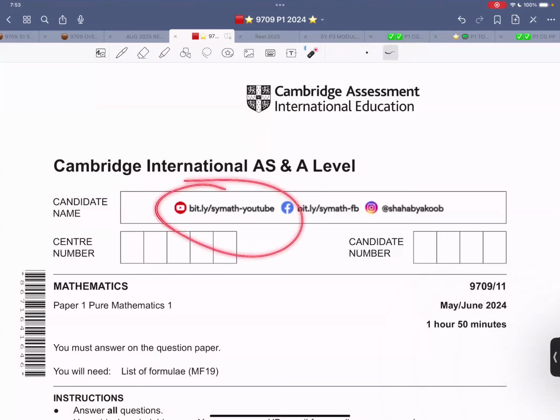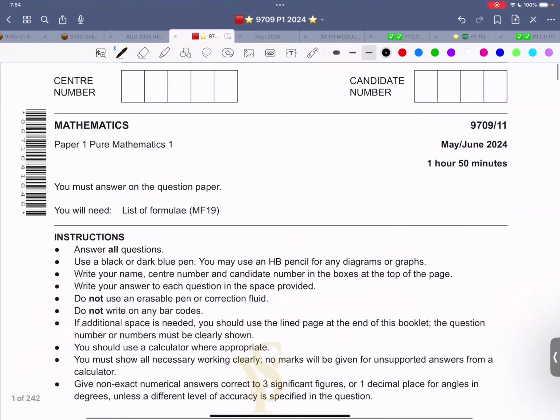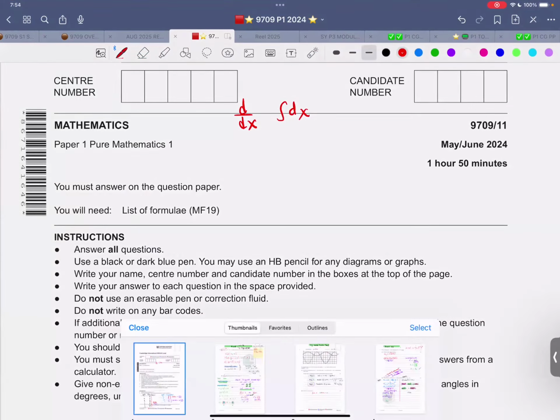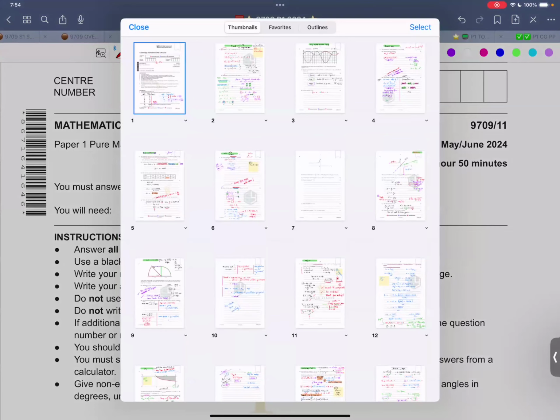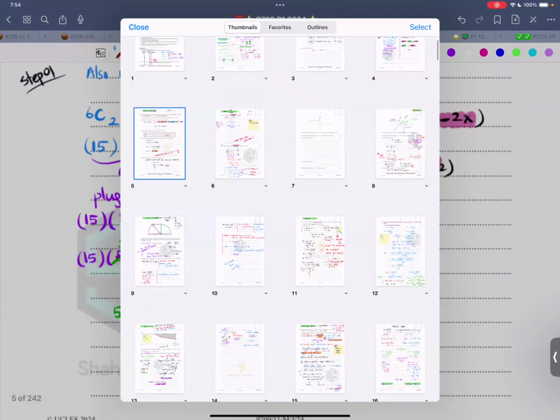So now we are focusing on some questions from our June and November 2024 paper. We are starting with May, June 2024, the first variant. And our focus will be on differentiation and integration. So let's look at the first question that is involving differentiation and integration.